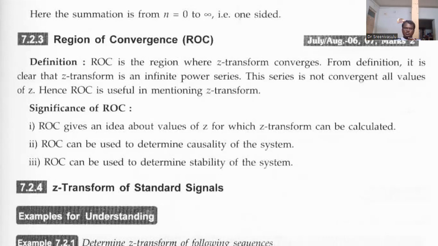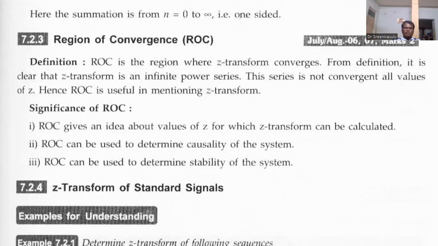So here the ROC, suppose the sequence is a right-sided sequence. The ROC must be outside the circle. He has given three conditions here. You see here, ROC gives an idea about the values of Z for which the Z transform can be located.